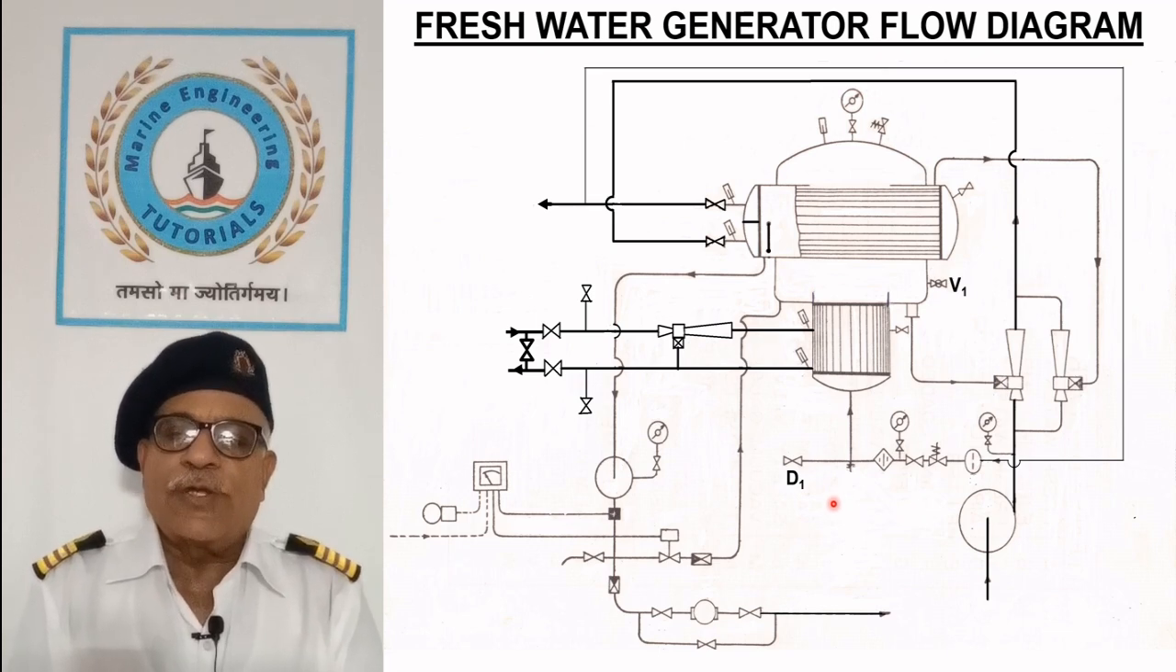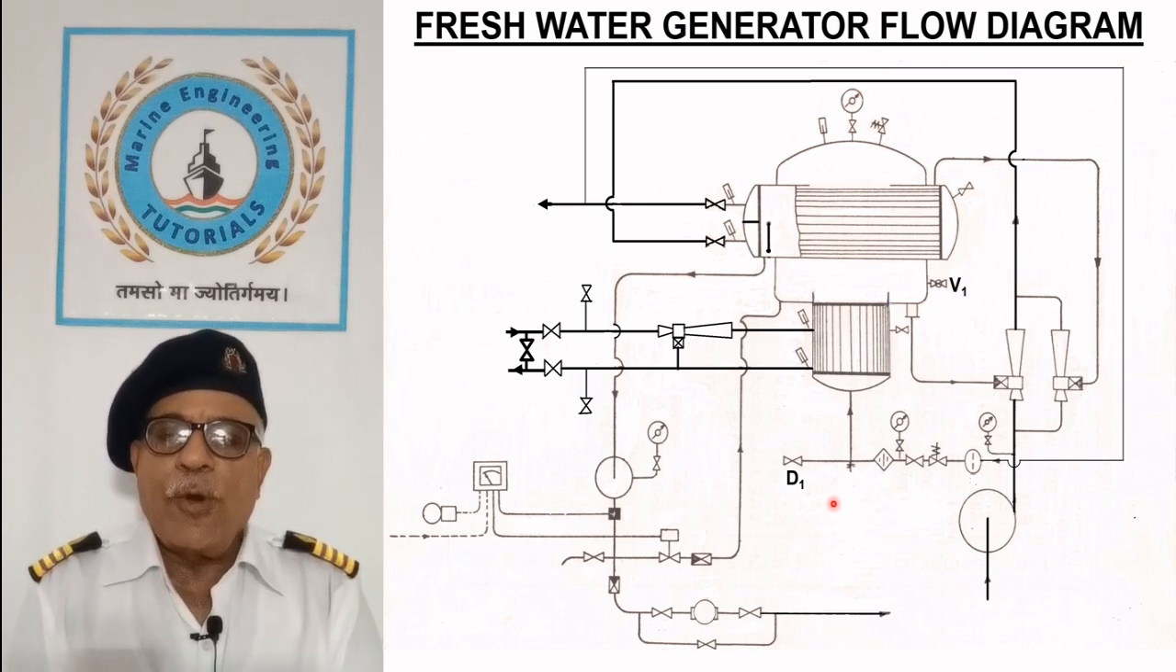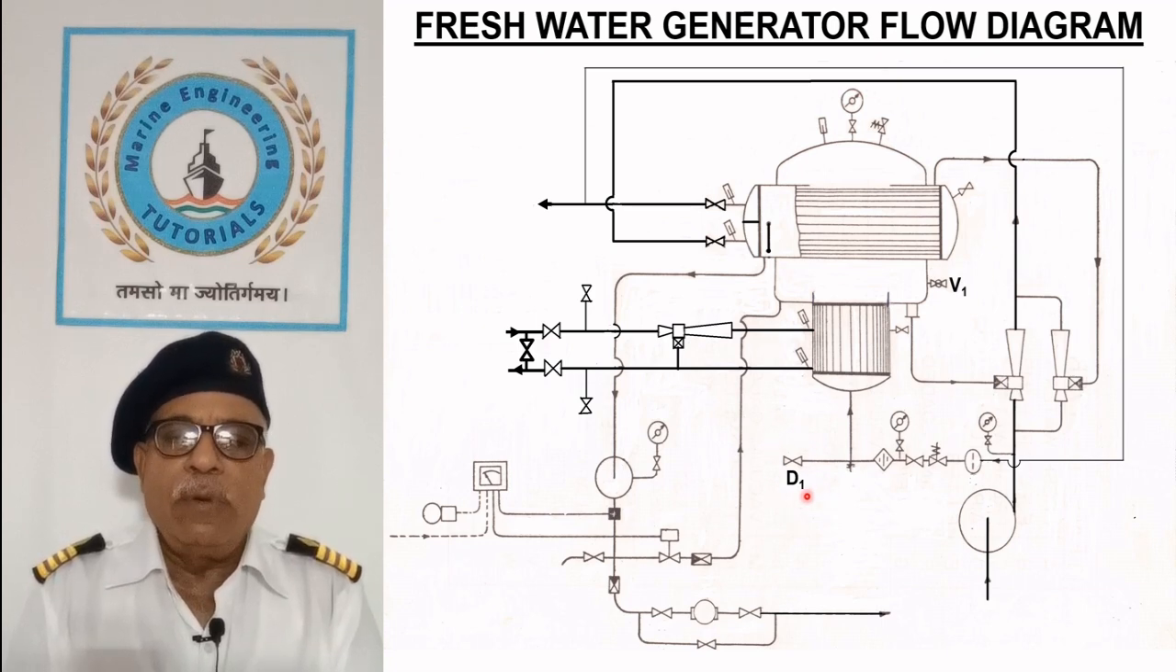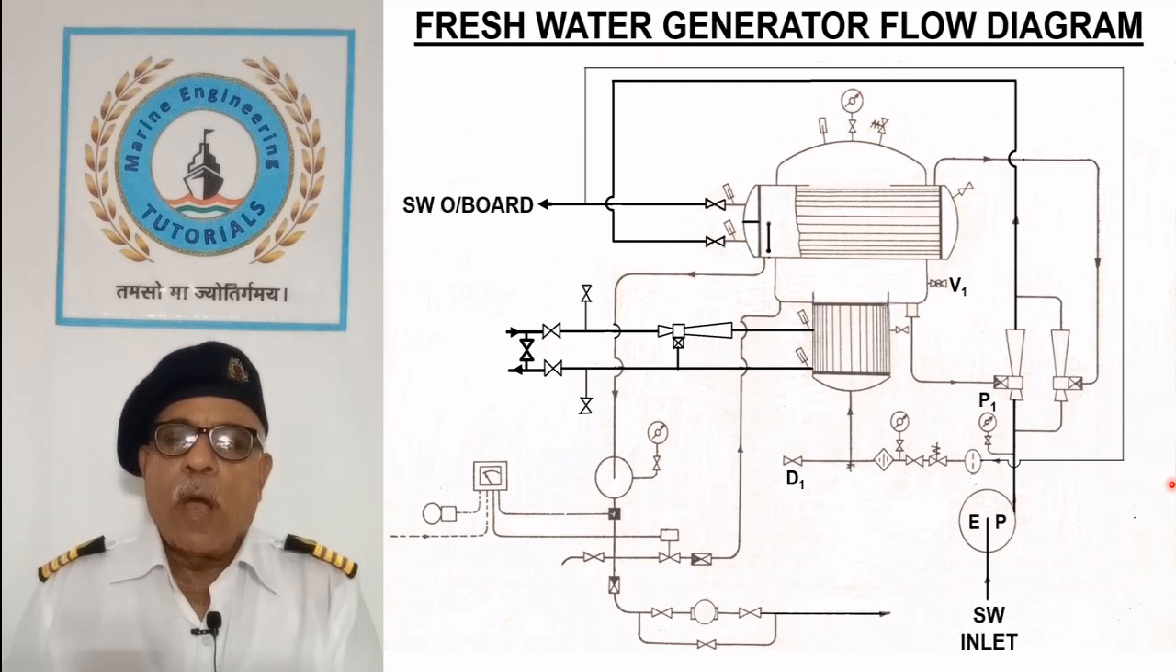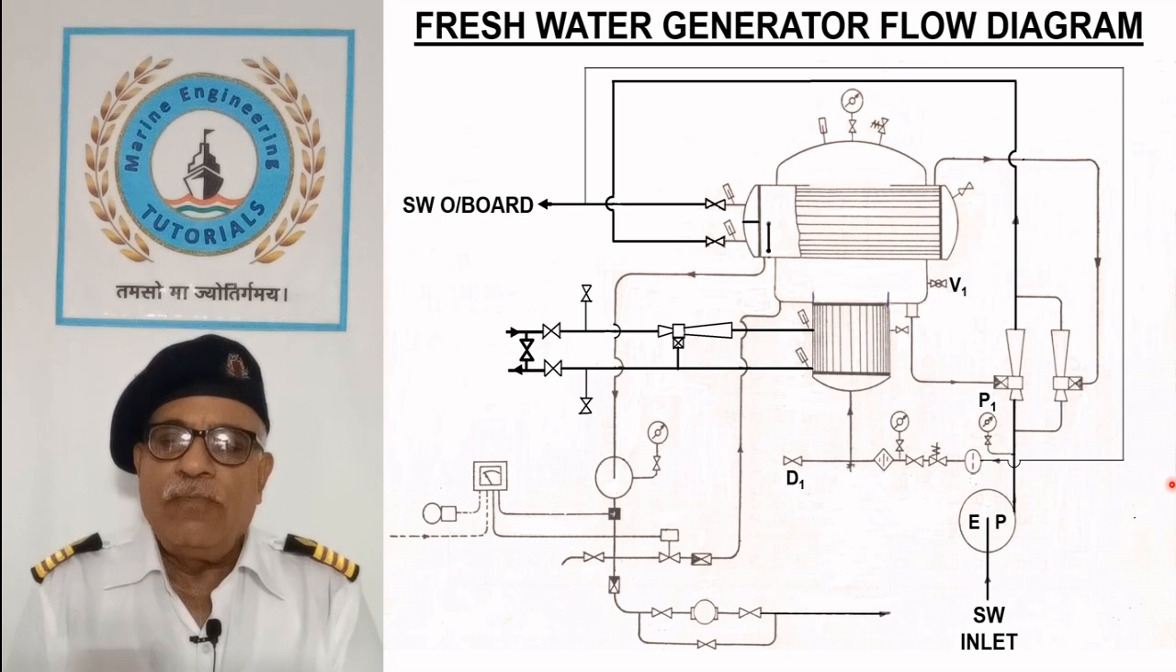Before starting the freshwater generator, evaporator drain D1 and vacuum breaker valve V1 are closed. After setting the seawater line, ejector pump EP is started and its pressure is monitored by the pressure gauge P1.